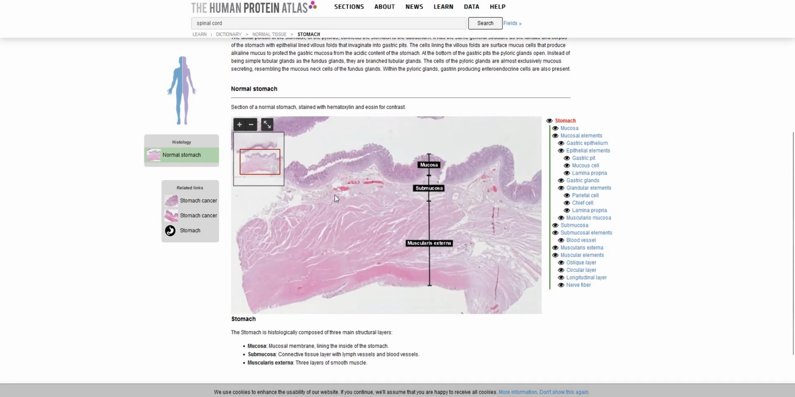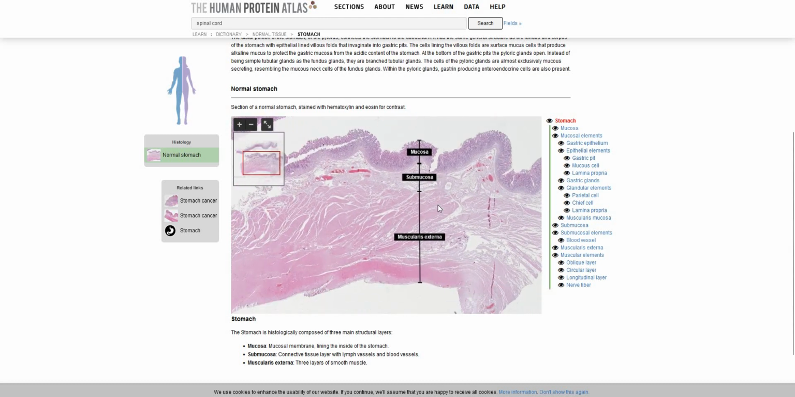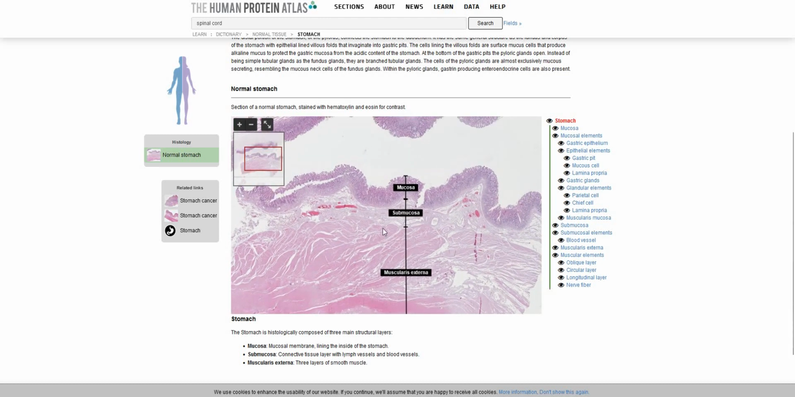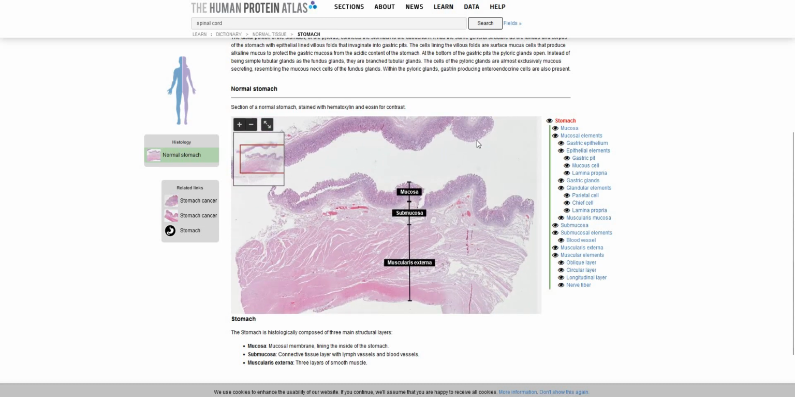All right, so here we go. So right away you'll notice this is a cross-section of the stomach. We've got our lumen over here. So if we zoom out a little bit, this is kind of the opening of the stomach. So the stomach is not distended right now. We can see those rugae, those folds in the stomach that are going to increase surface area for absorption.